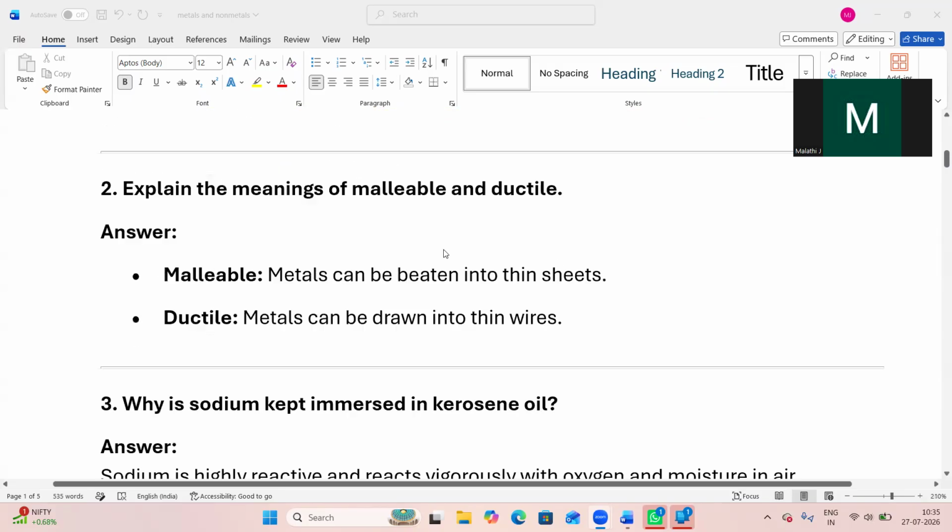Then the next question: explain the meanings of malleable and ductile. We already know malleable and ductile, as they are part of the physical properties of metals. Malleable means metals can be beaten into thin sheets. Ductility means metals can be drawn into thin wires. Using a small piece of metal, we can make a long length of wire. That much ductility and malleability the metals have.